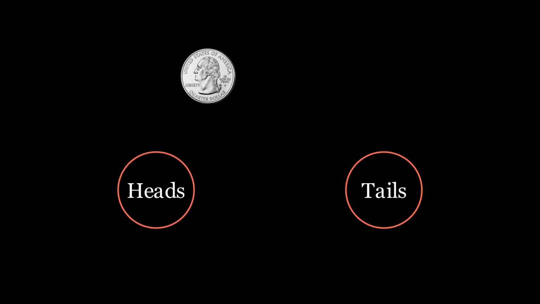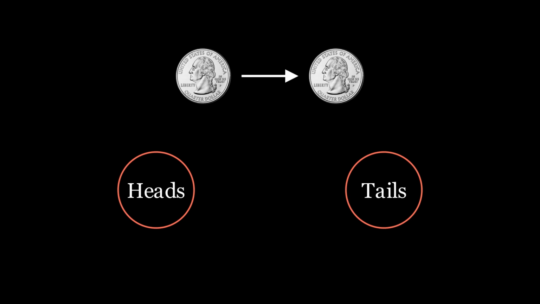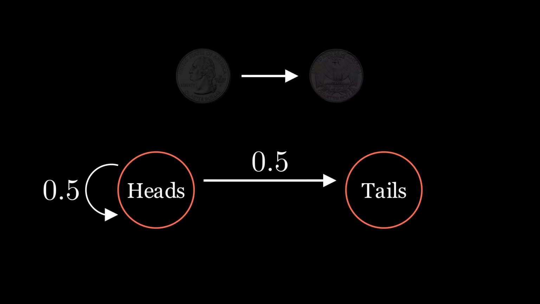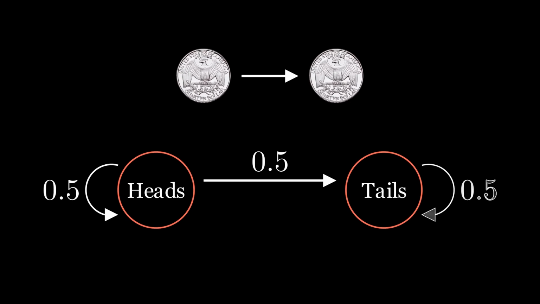We know that the probability of getting heads again on the next flip is 0.5. So we draw an arrow pointing from this state to itself and give it a value of 0.5. We also know that the probability of getting tails on the next flip is also 0.5. So we draw another arrow pointing from this state to the other state and give it a value of 0.5. And similar arrows can be drawn for the tails state as well.